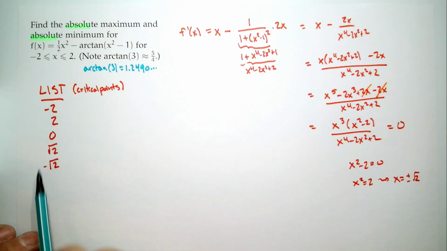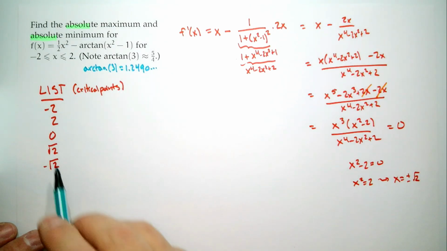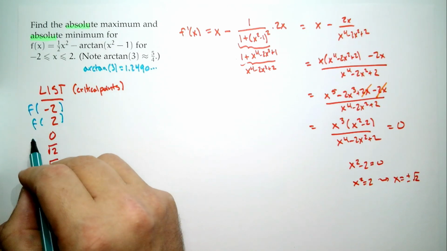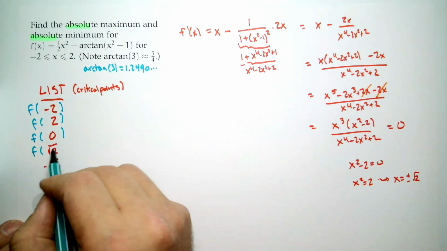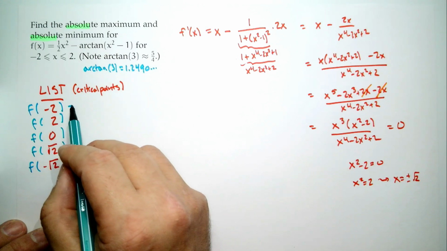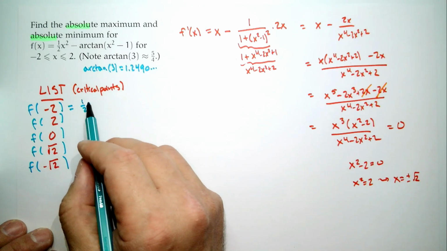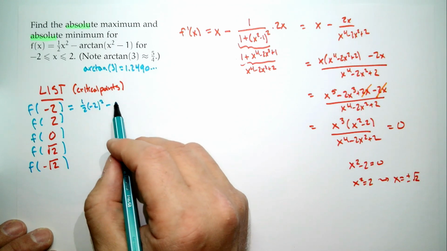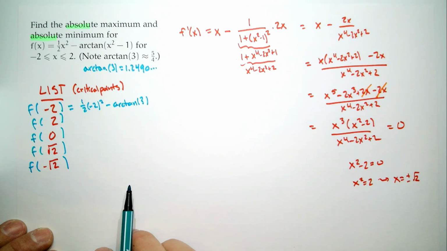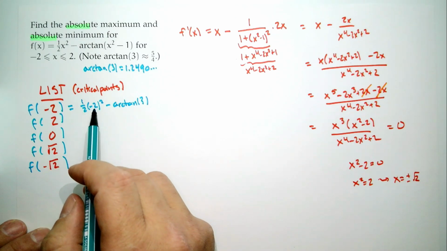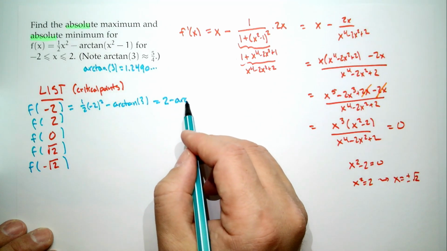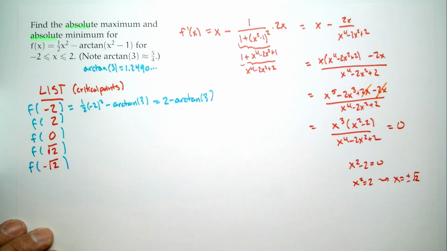Yeah, we've got to plug each one of these points back into our original function. So now comes the time when we patiently work through and evaluate each point. f at negative 2. Well, that's 1/2 times negative 2 squared, minus arctangent of negative 2 squared, which is 4, minus 1 is 3. Of course, if I square negative 2, that's 4. So this is 2 minus arctangent of 3.